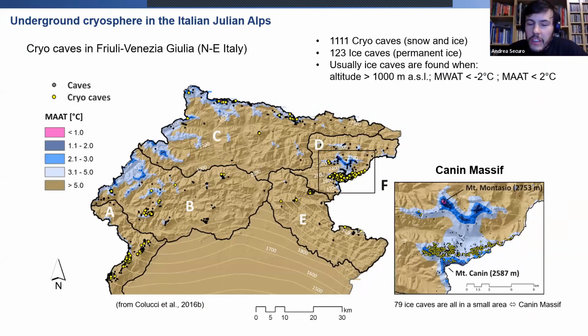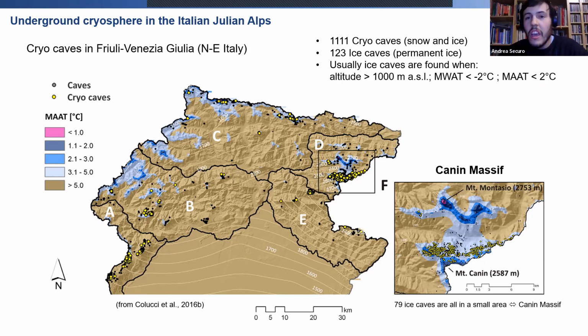The region is well monitored and studied thanks to some work started by Renato Colucci and also by the very advanced speleological cadastre available in the region. The region you can see here is Friuli Venezia Giulia, which is in the northeast part of Italy. And here you are seeing a map of more than 1,000 cryo caves, where you have snow and ice inside, in the area.